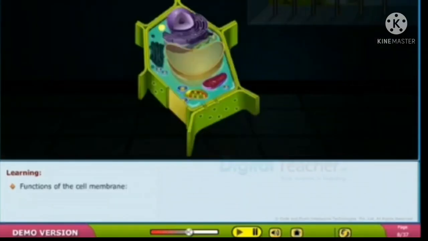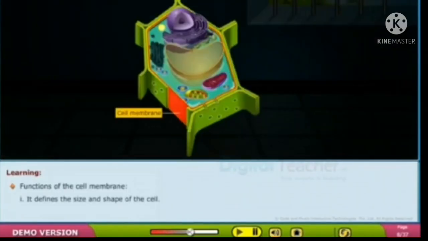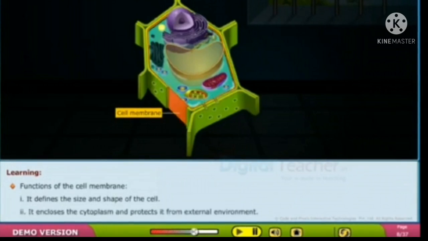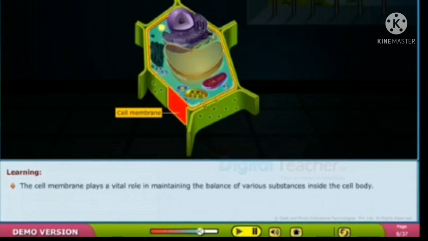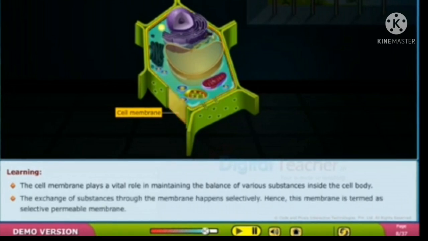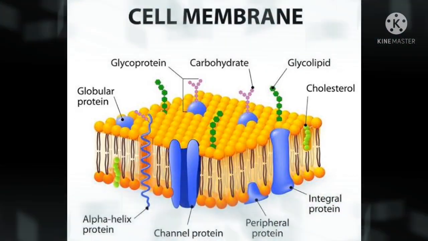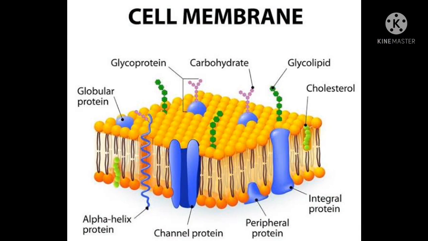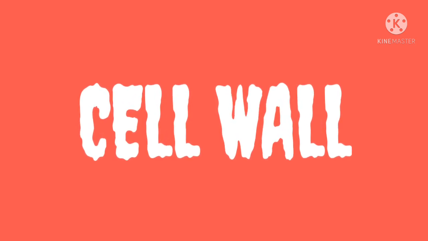Now, let us know about the functions of the cell membrane. It defines the size and shape of the cell. It encloses the cytoplasm and protects it from the external environment. The cell membrane plays a vital role in maintaining the balance of various substances inside the cell body. The exchange of substances through the membrane happens selectively. Hence, this membrane is called a selectively permeable membrane. Now, coming to the second part, the cell wall.